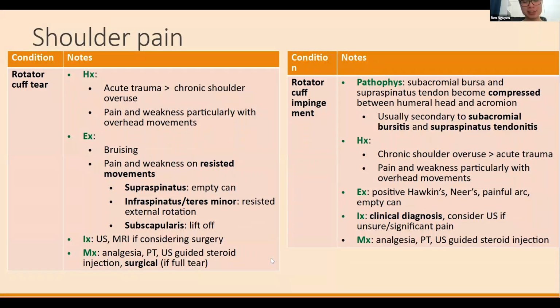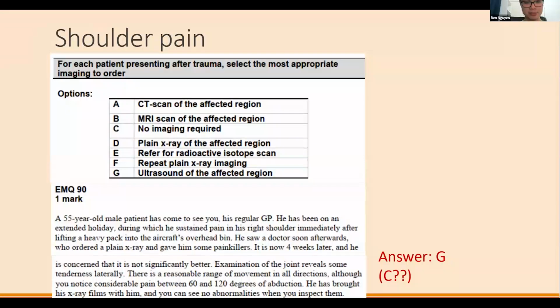There are surgeries that you can do for impingement, but they're not as good, so people don't tend to do them. So usually the management is more conservative. So anyway, going back to the question, because he's got pain in the painful arc, sort of that second last sentence there, I was thinking that it'd be more of an impingement. So therefore, you probably wouldn't do any imaging.